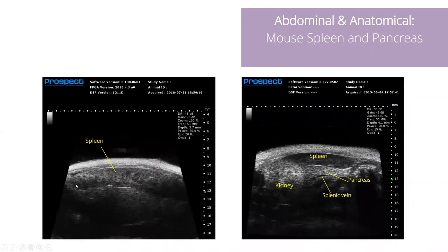The spleen has a very characteristic appearance, and the pancreas can also be identified, and this is typically done by identifying the organs surrounding it, identifying the splenic vein, which does run through the pancreas, and then knowing that we're looking at that region of the pancreas there, with the kidney here on the left.